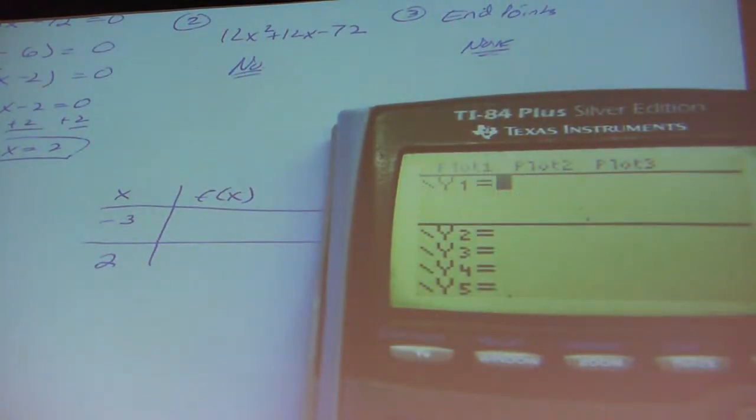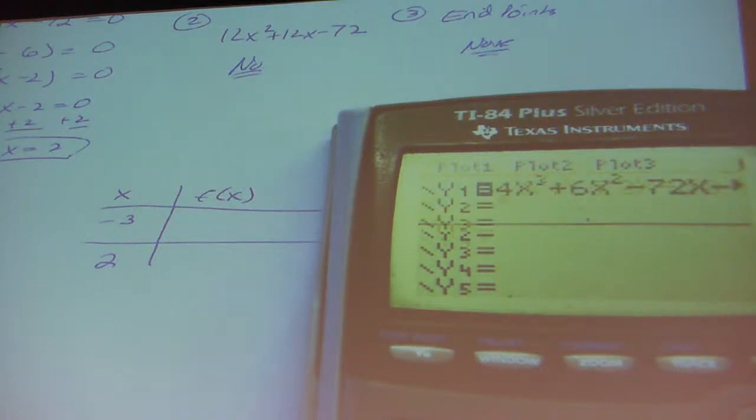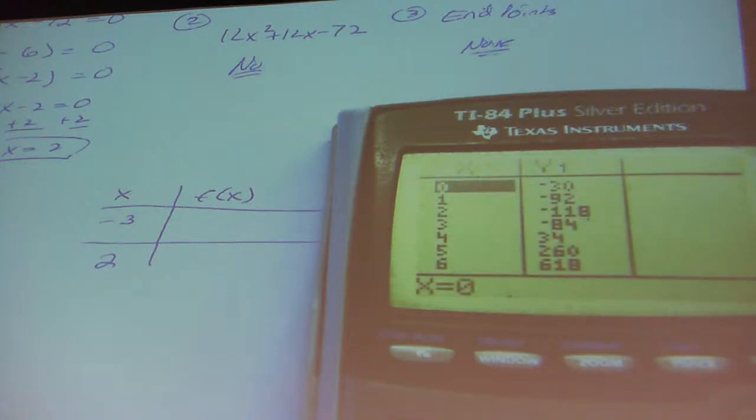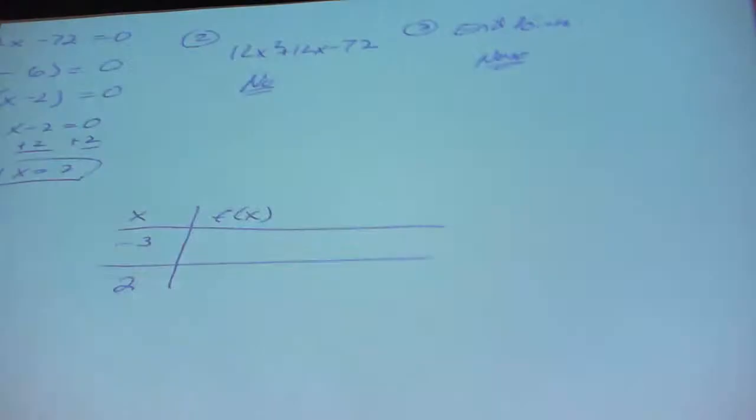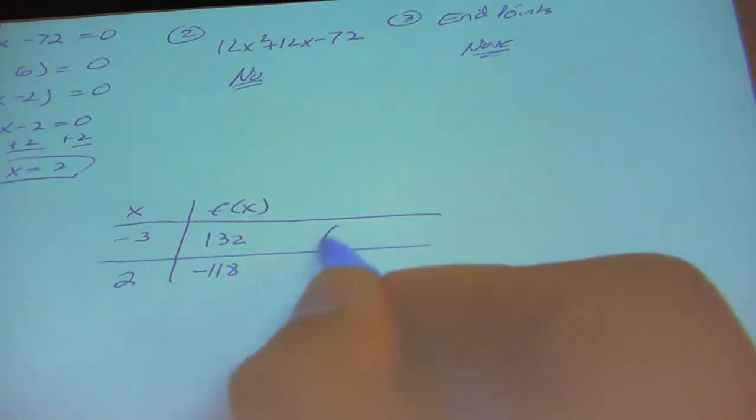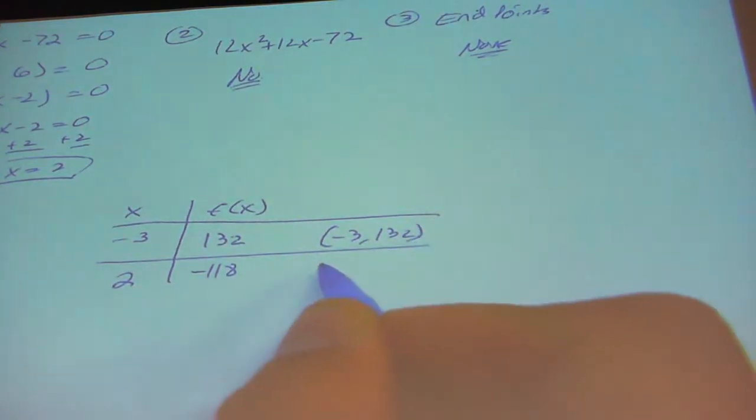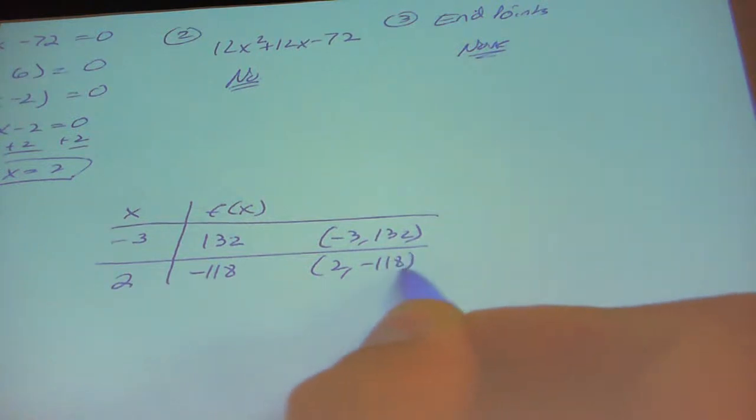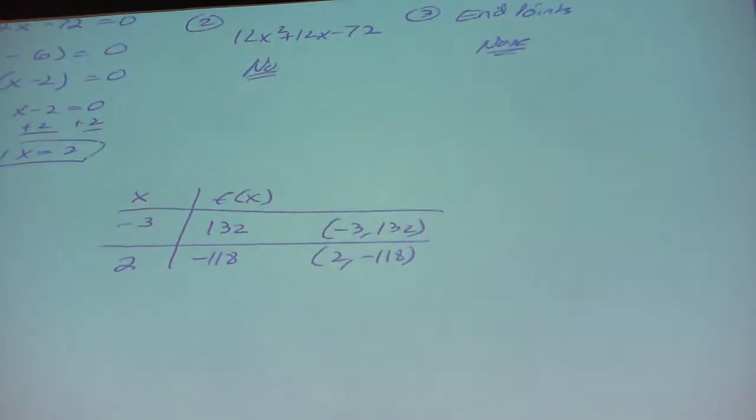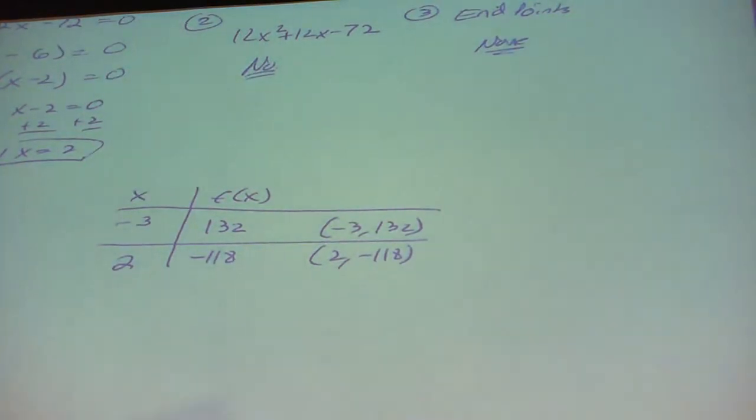So I go to y equals, I type in the original, 4x raised to the third plus 6x squared minus 72x minus 30. Okay? I go to the table feature. The numbers I'm concerned with are -3 and 2. So the points where there could be possible extrema, possible maxes or mins, are at -3, 132, and 2, -118. Now there's two ways to verify if those are maxes or mins, local max, local min, and that's to graph it and the sign chart. We're going to do both.